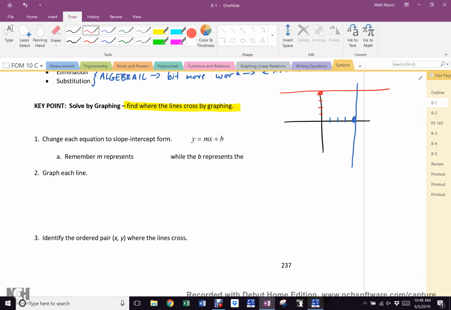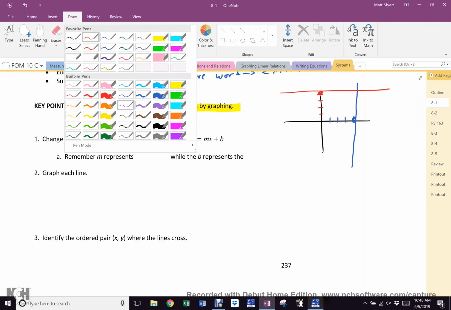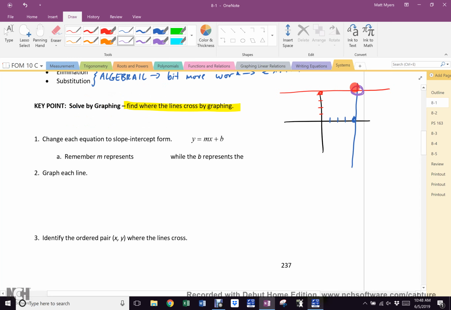What do you see right there in purple? I used red and blue. I see an intersection at 4, 4, x, y. Everybody understand? So if I can put two lines on a graph, I automatically know the answer, right? And here's why it's cool.